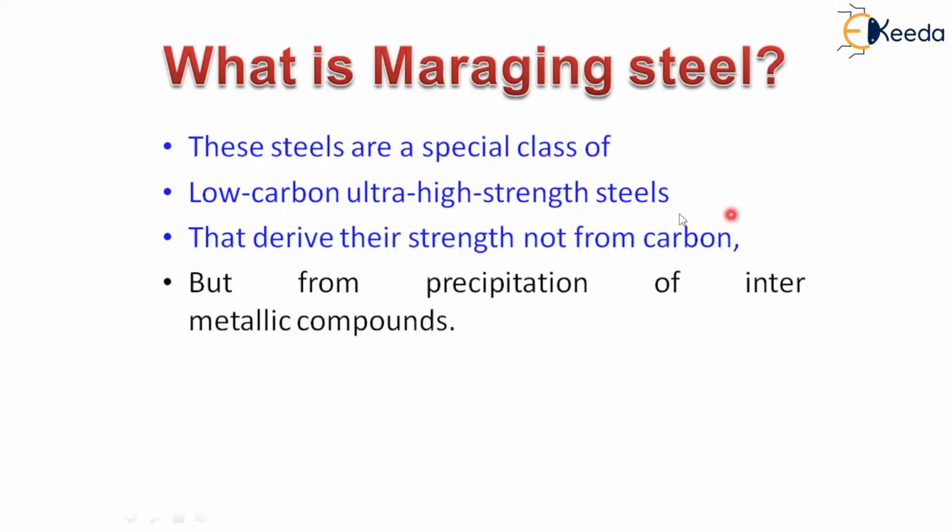You have to understand this particular point here. In general, we get strength with the help of carbon. By increasing the percentage of carbon, we get more strength in the material, so steel converts toward cast iron as the carbon percentage increases. But here we are not getting the strength from the carbon, but from the precipitation of intermetallic compounds. That is the main advantage of this maraging process. And what are the steps that we are going to follow in this heat treatment process?